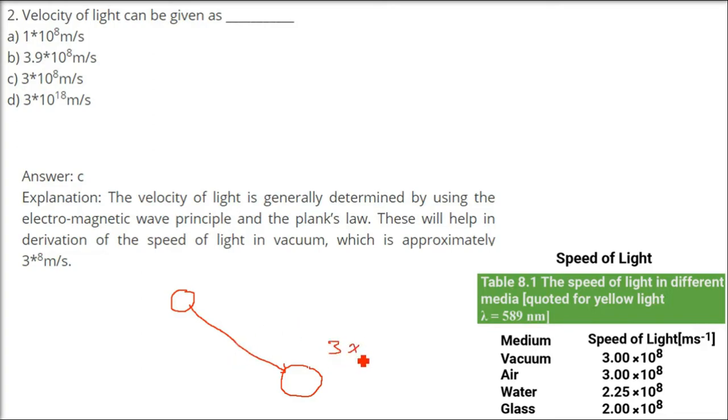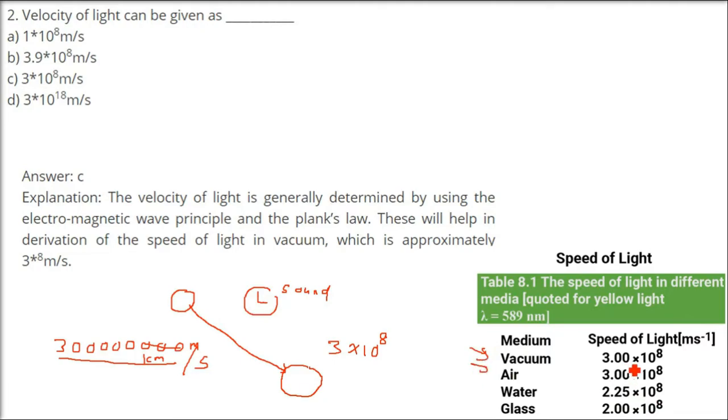The light speed is quite high, 3 into 10 to the power 8 meters per second. So that is 3 and 8 zeros. This number is huge. In 1 second the light travels this much, and it's a huge speed. I'll give you one more example. Whenever there is thunder and lightning, you see the light first and then you hear the sound of that lightning.